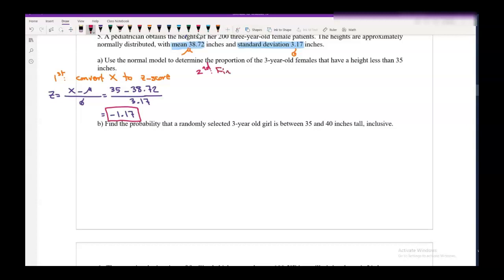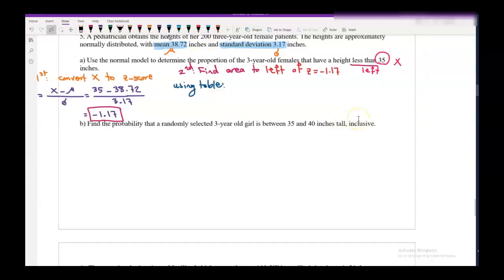Now, second step, we have to find the area. Area to the left, because here we have less than. This less than means finding the area to the left, and this one is our x. So left of z, and z is negative 1.17. First, using the table, we have to use z equal to negative 1.17. So here we have a negative z-score, and our answer should be less than 50%.